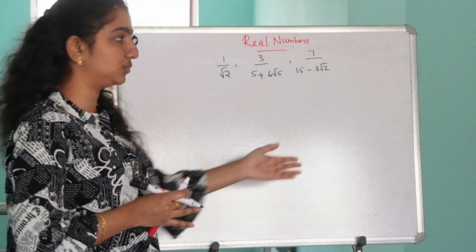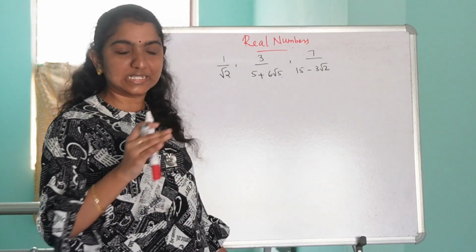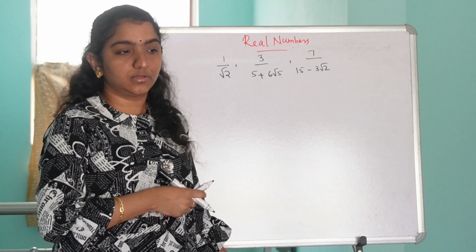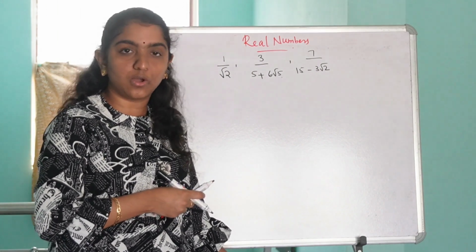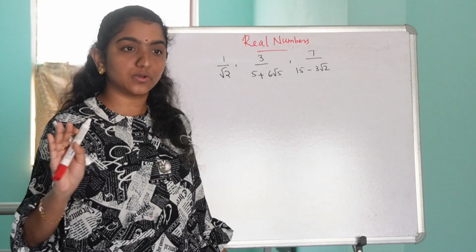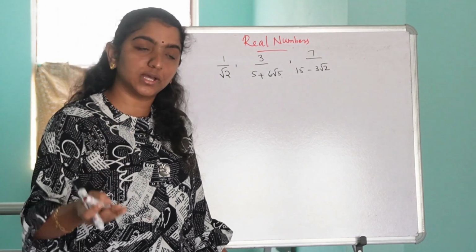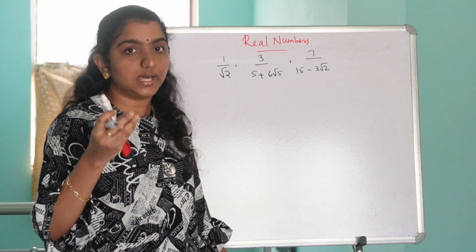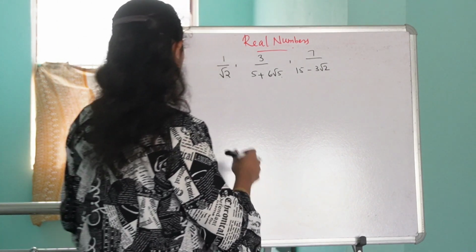Now we are going to discuss this process. That is, what do we call this process, and how do we convert the irrational number in the denominator into a rational number? Yes. So I'll write it first.